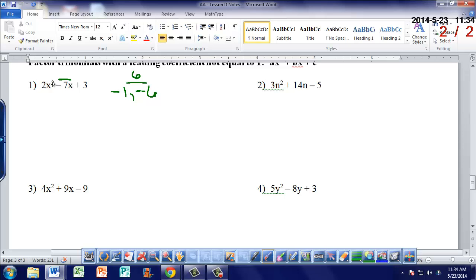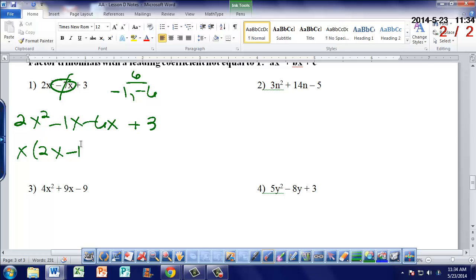Now what you're doing is you're replacing this middle term with your new factors. Doesn't matter the order. So I'm going to write 2x squared minus 1x minus 6x. So notice I took these two coefficients and I put them with x because negative 1x minus 6x is negative 7x, plus 3. Now you're going to factor by grouping. You're going to cover these two up and you're going to say, what can I factor out of these two? You can factor out an x. So you're left with 2x minus 1.